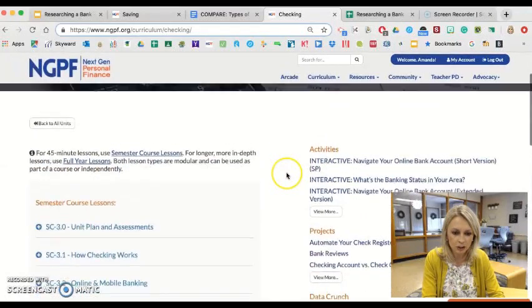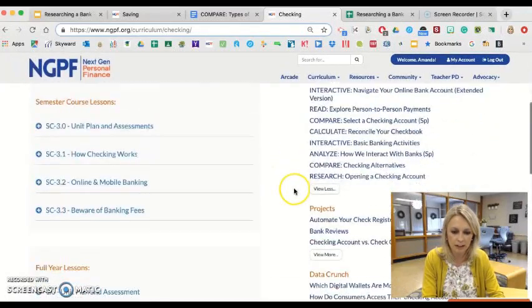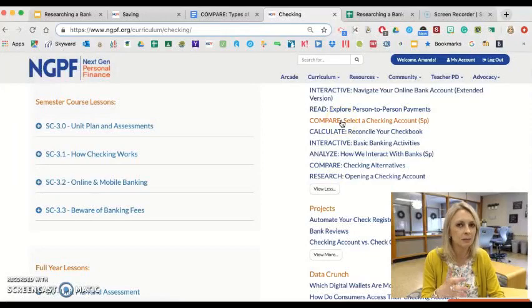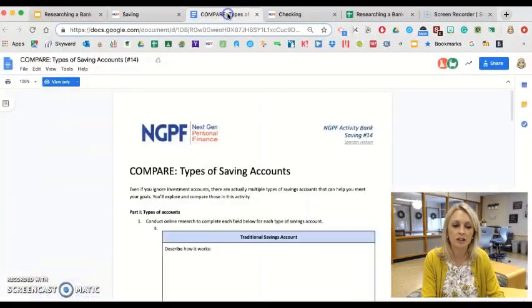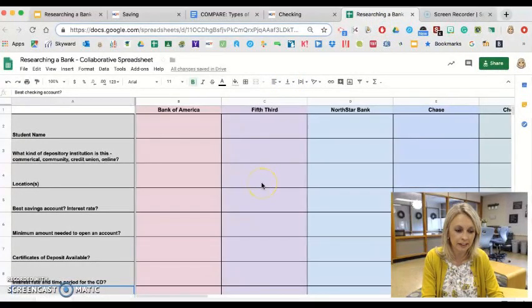So in the checking unit, this is a different type of activity, there is compare selecting a checking account. It's kind of similar to comparing savings accounts under the savings unit, and then in the checking unit, you're doing checking accounts. So what I did is I've merged the two together. And I developed a spreadsheet that looks sort of like this.